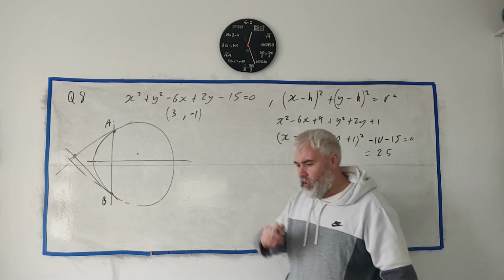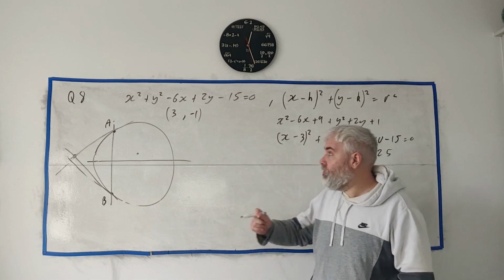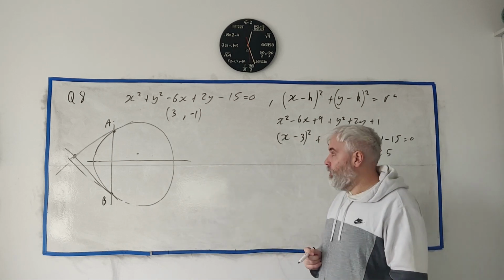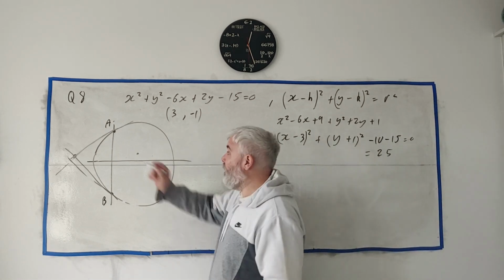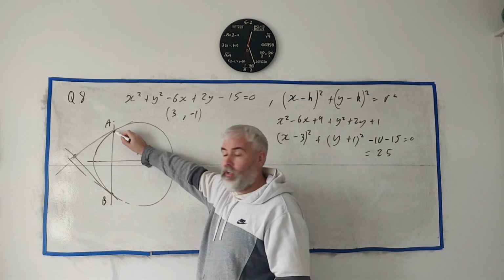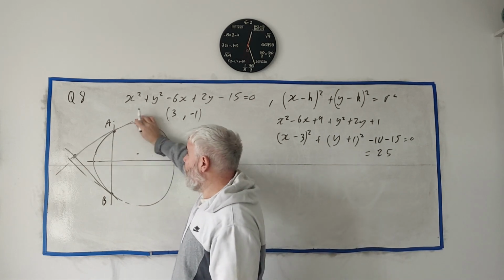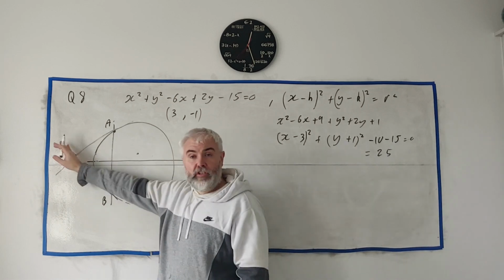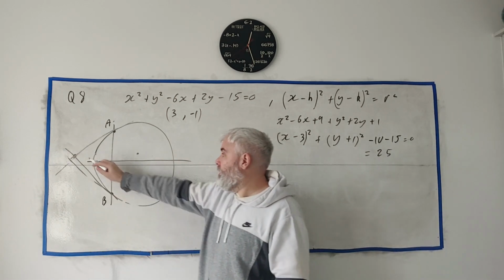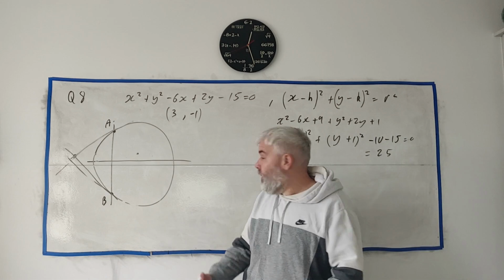Okay, how do you do this question? Because it's a very common question, tangents and circles. It's very common to be asked to find the tangent of a circle, and that's how we find this point. Find the equation of this, the equation of this, and they'll intersect at this point. So let's just do that.